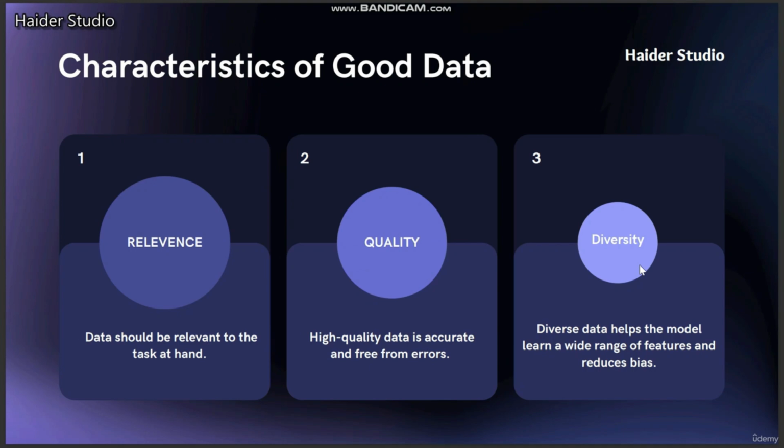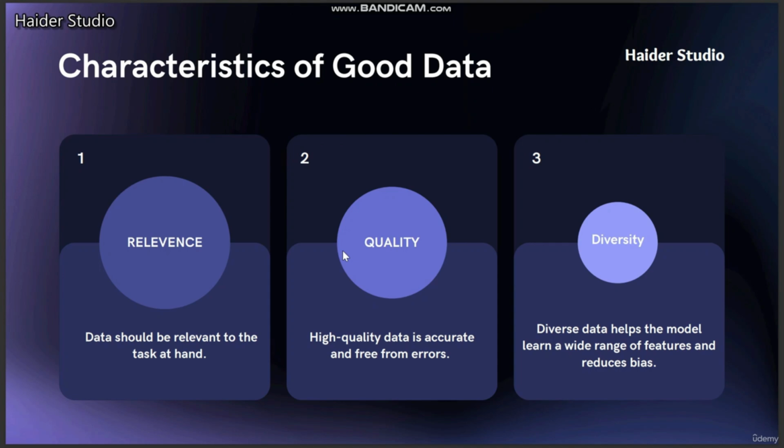Next up, we have the characteristics of good data. Now that we understand that data is important, let's talk about what makes good data. Here are some key characteristics. The first one is relevance. Data should be relevant to the task at hand. If you're training a model to generate images of animals, your data should consist of diverse and accurate representations of various animals. Second, we have quality.